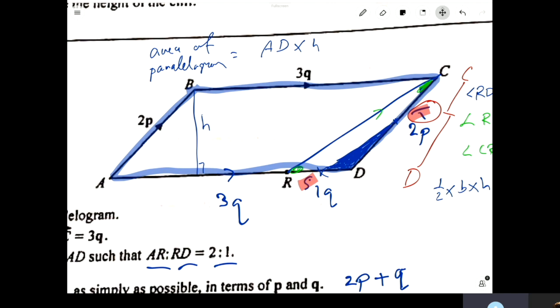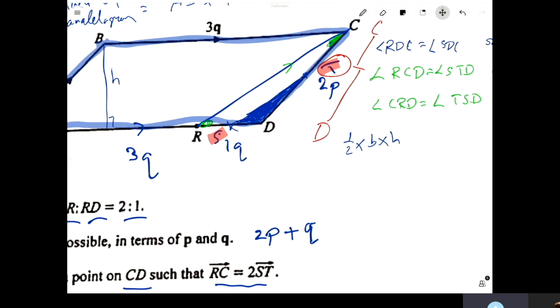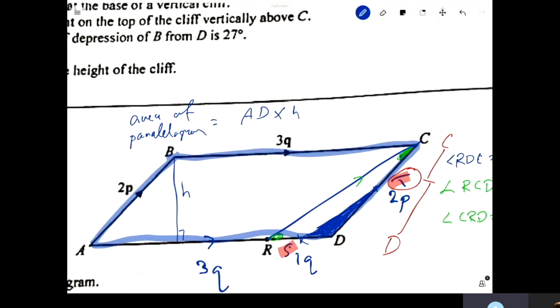Now, how about this one? The triangle STD. Let me write it on the other side so you can compare. Area of STD is half times SD times H over 2. Now the problem is, what is the ratio between SD and AD?